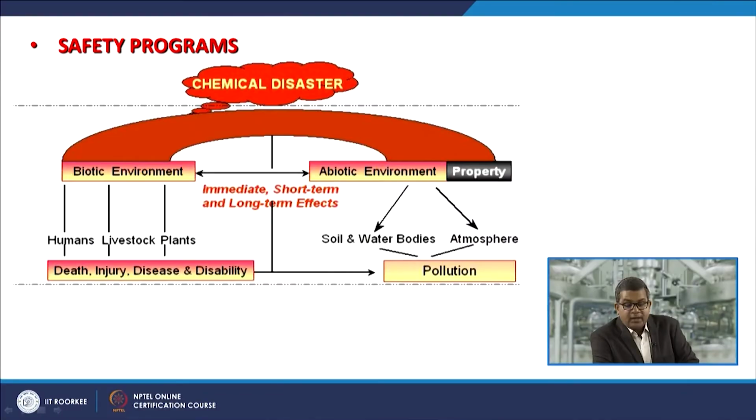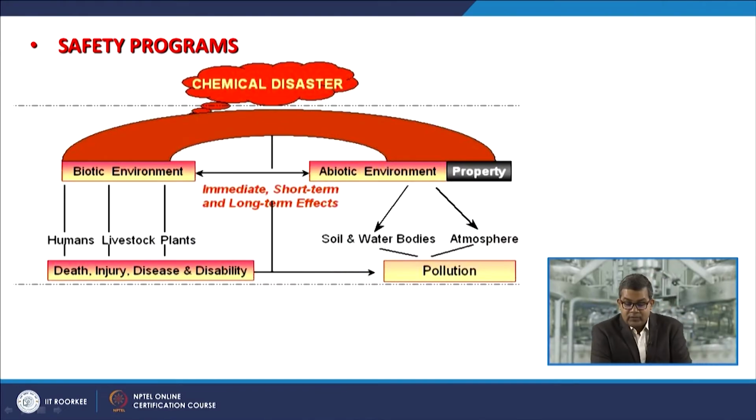Now this safety program deals with basically two aspects: the biotic environment and the abiotic environment. The biotic environment deals with humans and the environment, covering livestock and plants. In all, there are 4 different parameters for the biotic environment: death, injury, disease, and disability. In the subsequent lecture, I'll tell you the impact of occupational injury, occupational illness, fatality, etc., and how it impacts the economy of the plant.